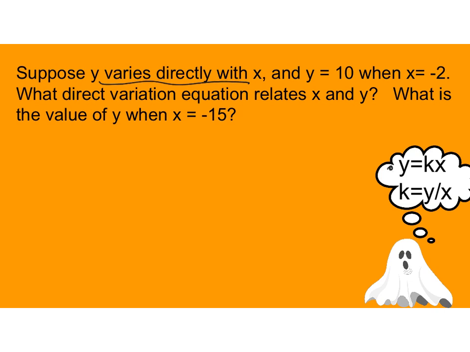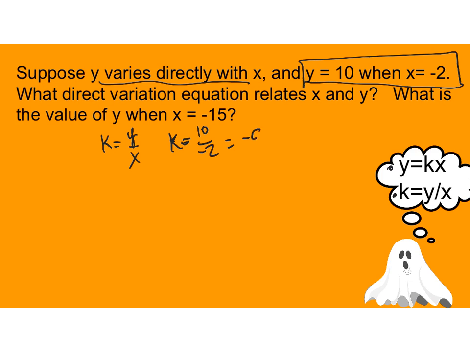So we have our two equations here. So we can go ahead and solve for the k. So first, to find our k is the y over x. So y divided by x. And the relation we are given is y equals 10 when x is negative 2. So k will equal 10 divided by negative 2, which will equal negative 5. So we know what our k is.